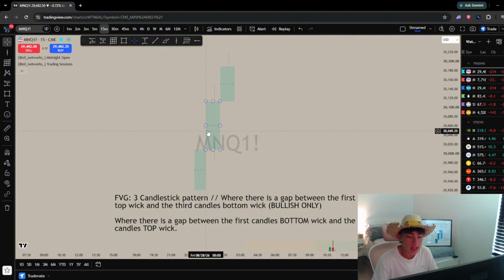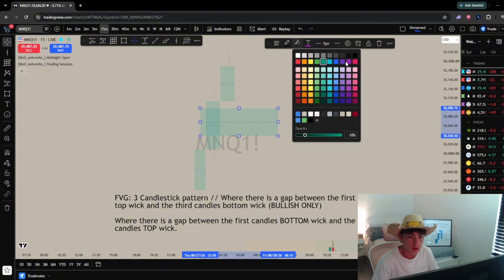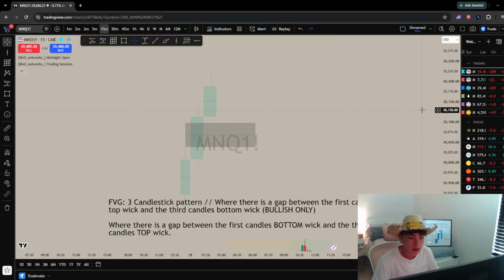The gap in between, the middle candle is gonna carry that gap, because we'll see. So what do we do with that now? Now that we know what it is, what do we do with it? We take our box and we mark it out from the first candle's top wick all the way up to the third candle's bottom wick. There we have it. That is a fair value gap. This is how we can spot a fair value gap in price action.